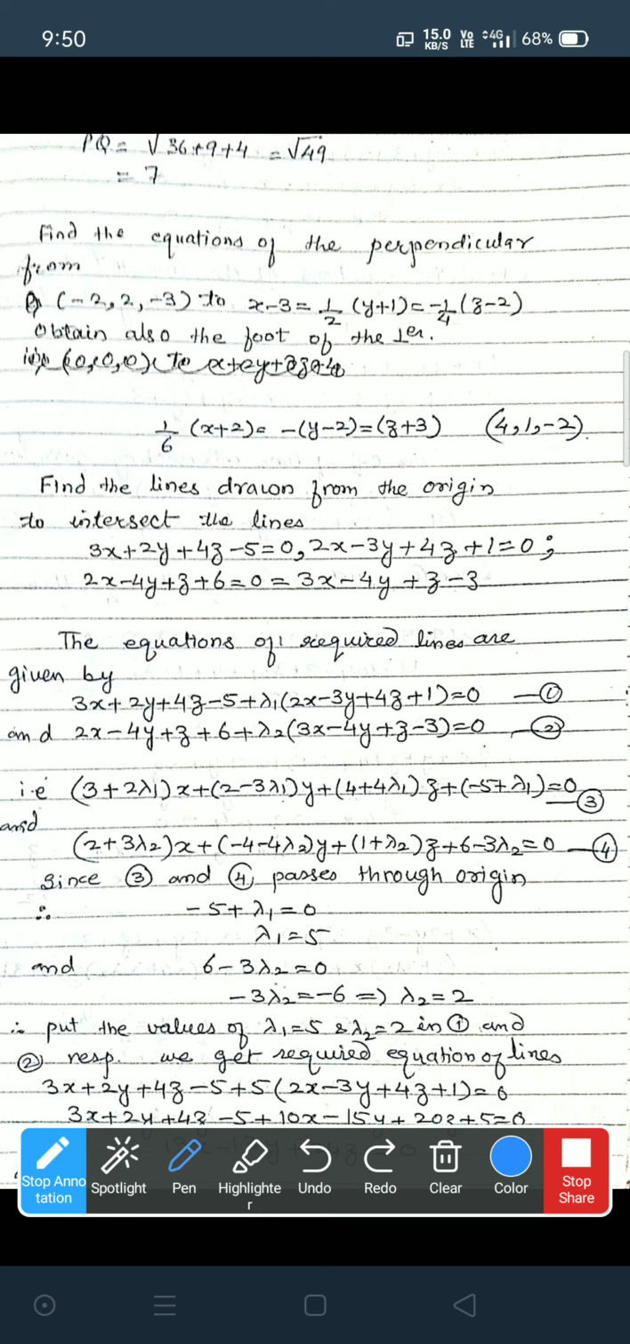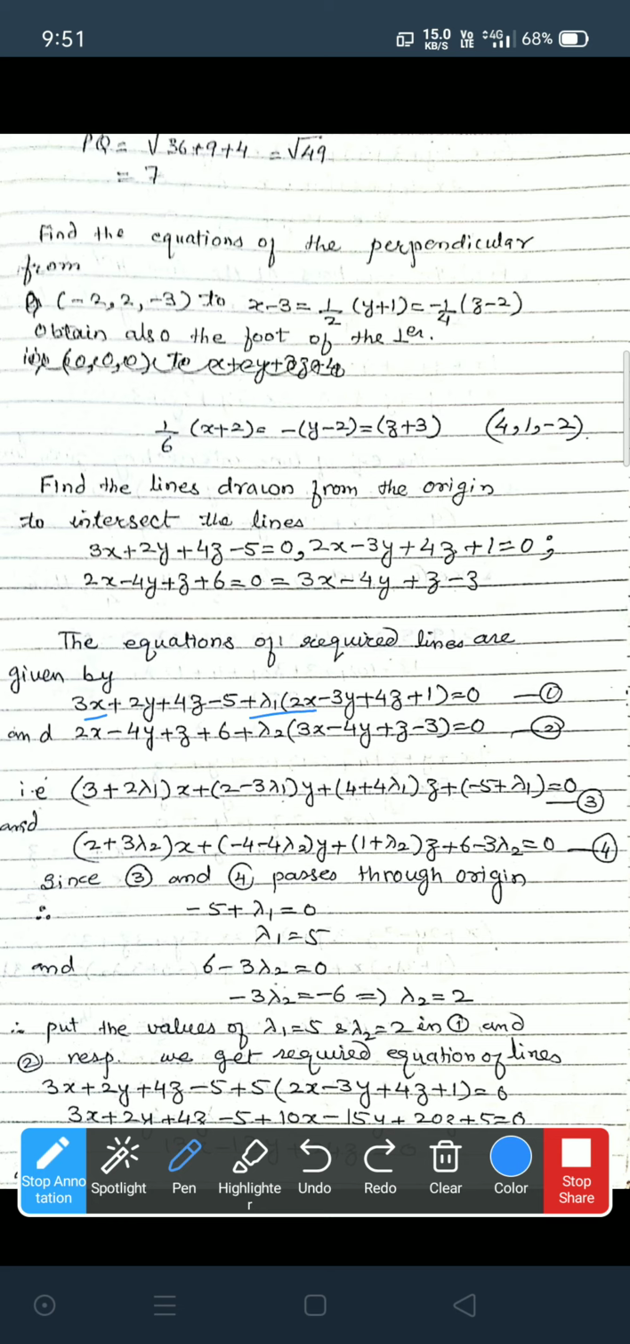So here the equations of the required planes are given by 3x plus 2y plus 4z minus 5 plus lambda 1 into 2x minus 3y plus 4z plus 1 is equal to 0. And the second expression is by using the second line: 2x minus 4y plus z plus 6 plus lambda 2 into 3x minus 4y plus z minus 3 is equal to 0. These are equations 1 and 2. Writing these equations in the form of coefficients of x, y and z, we have from this 3x plus lambda 1 2x.